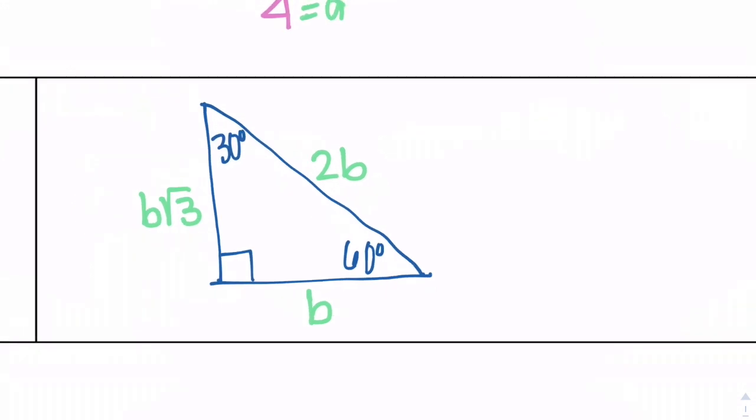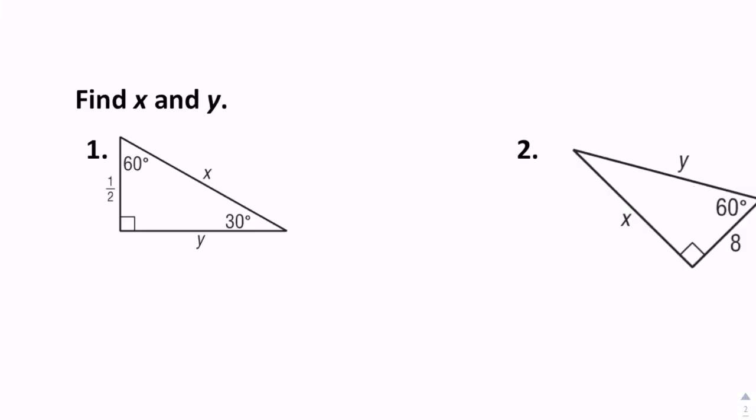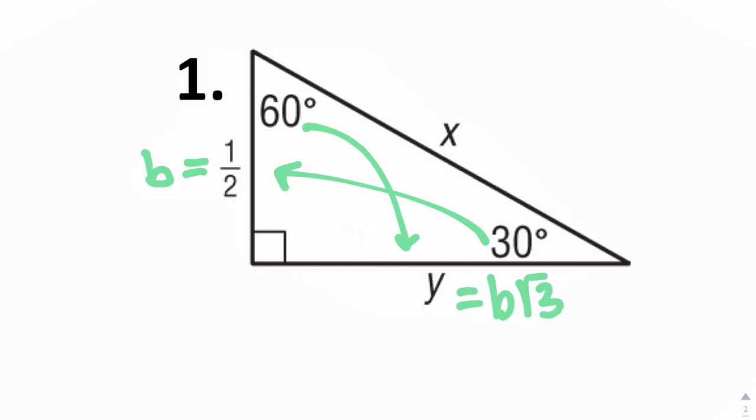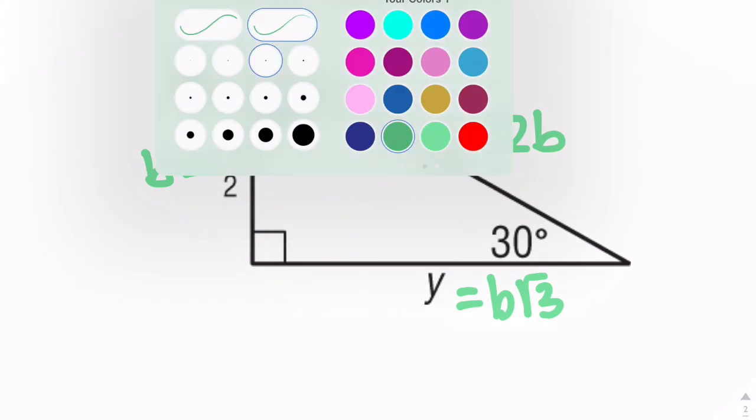So make sure you write that down. That's something you need to have memorized. 30, B across from the 60, B root 3, across from the 90 is 2B. So let's try a couple examples here. And again, before you even start anything, you're just going to quickly fill in what's B root 3. So across from the 30 is B, across from the 60 is B root 3, and across from the 90 is 2B. So once you have that filled in, you can start using your numbers here.